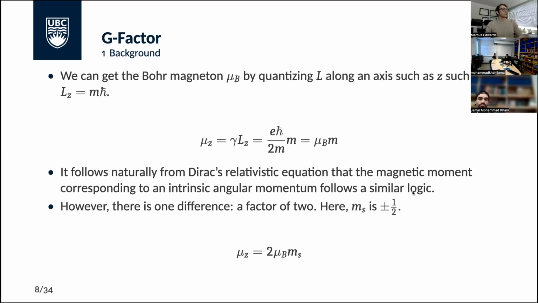So we can get the Bohr magneton by quantizing L along an axis such as Z, which we do by introducing H bar. And it follows from Dirac's relativistic equation that the magnetic moment corresponding to an intrinsic angular momentum follows a similar logic, as I said. However, we get that factor of 2. So the factor of 2 here, if you notice, in front of the mu B m, is to basically give us the gyromagnetic ratio for spinful particles.